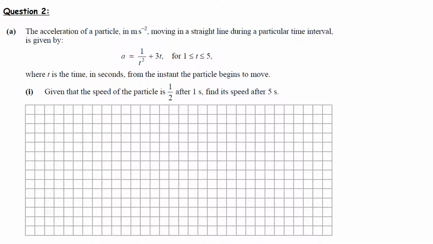It says the acceleration of a particle in meters per second squared moving in a straight line at a particular time interval is given by the acceleration is equal to 1 over t squared plus 3t, where t is between 1 and 5 inclusive. It tells us t is the time in seconds from the instant the particle begins to move. They tell us that the speed of the particle is a half after 1 second. Find its speed at 5 seconds.